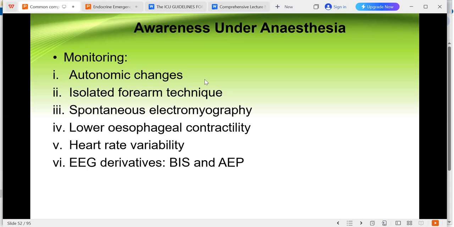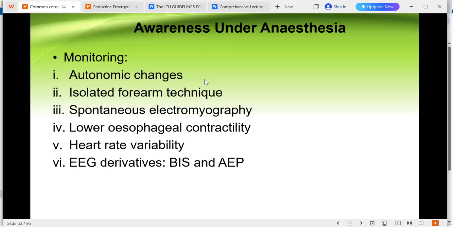You put your BP cuff around the arm and you inflate it above systolic blood pressure for the patient before you give your muscle relaxant, okay? And intraoperatively, you can tell the patient, just ask, can you move your arm? Move this arm. And if the patient can move the arm, the patient is aware. Okay, that's what we mean by isolated forearm technique. Okay, spontaneous electromyography, lower esophageal contractility. All right, especially in patients who are intubated, you put your NG tube-like structure in the lower esophagus and you see the contractility to measure whether the patient is adequately under anesthesia or not.